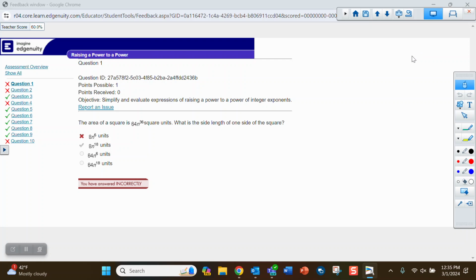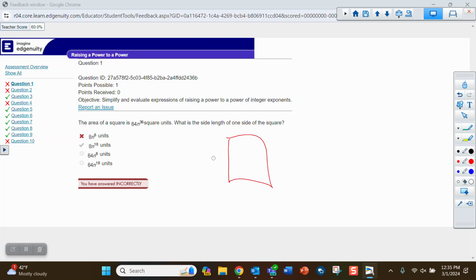So the first one says that the area of a square is 64n to the 36 square units, and then the question is, what's the side length of one side of the square? So you correctly square rooted 64. That would be the right process to get 8. But instead of square rooting 36, which is what you did to get 6, we actually have to be cutting that in half, and I'll show you why.